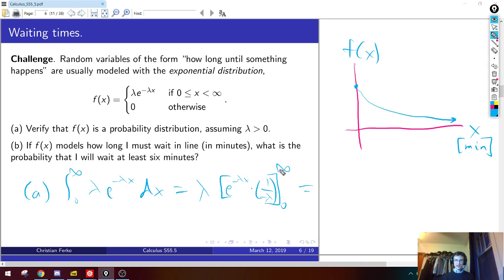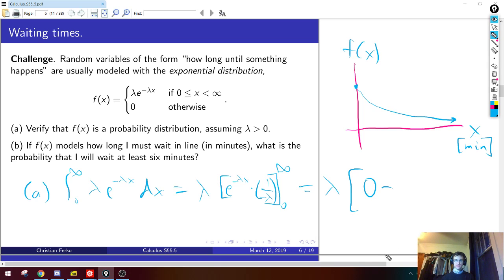So infinity is easy. What happens at infinity for this guy? At infinity, it goes to 0. Yeah, this guy gets totally murdered at infinity. So this is really lambda times 0 minus what happens at 0.